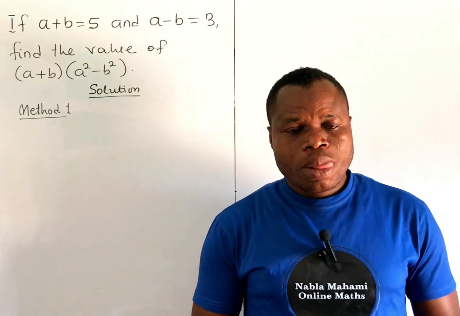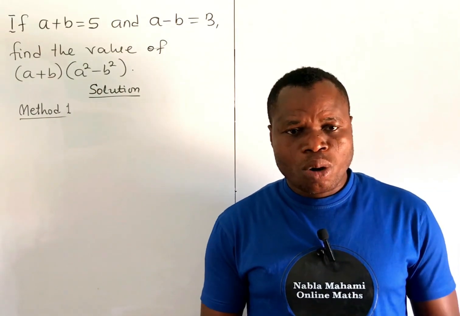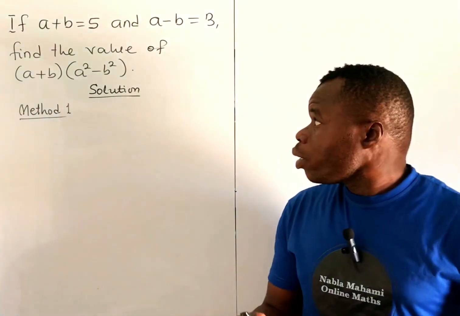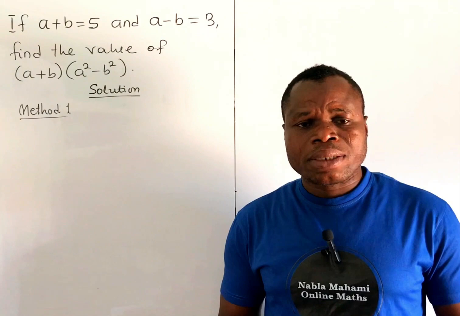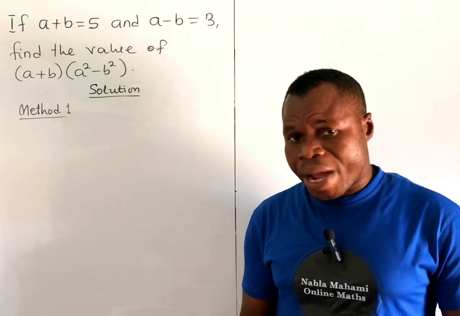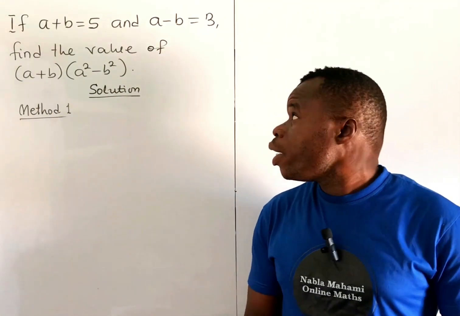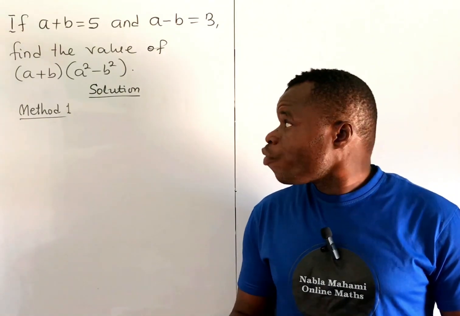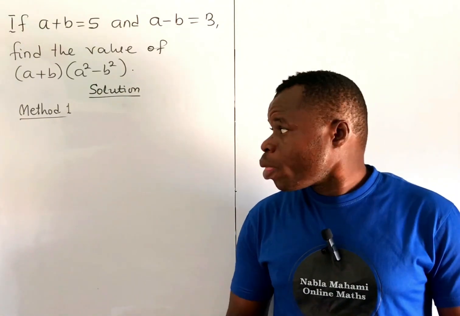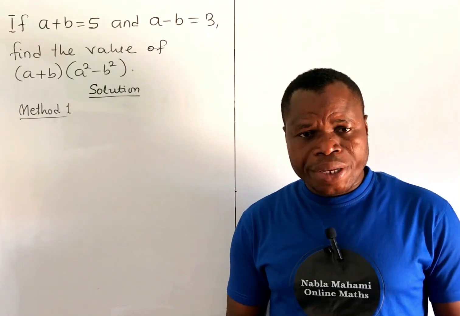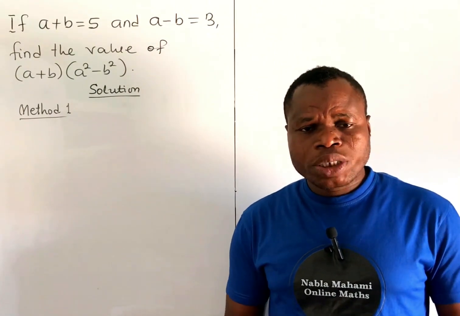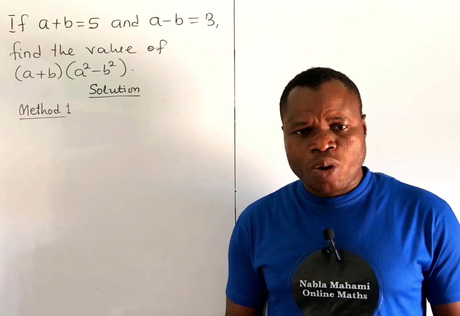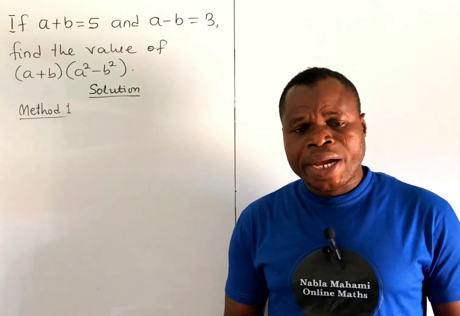Hi everyone. Let's solve the question on the board together. The question says that if A plus B is equal to 5 and A minus B is equal to 3, find the value of A plus B in brackets multiplying A squared minus B squared in another bracket.